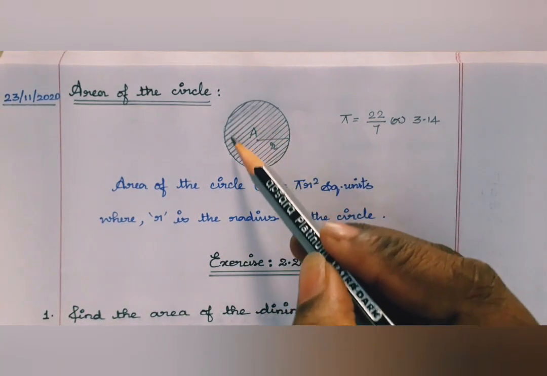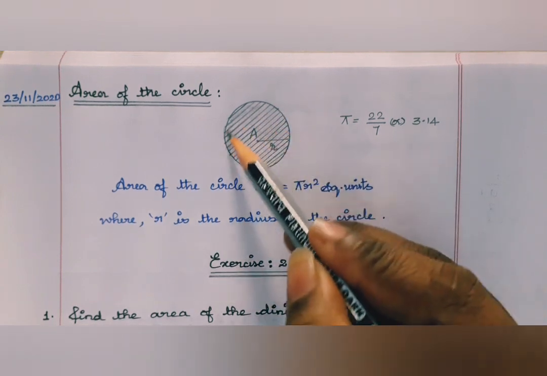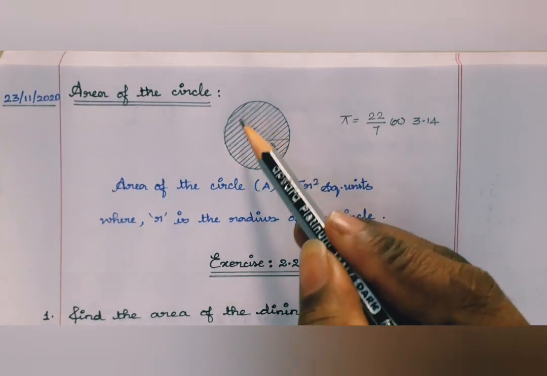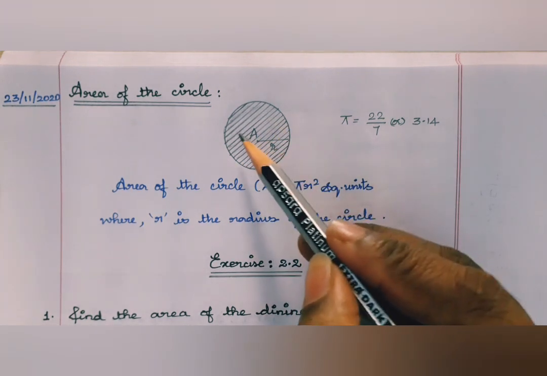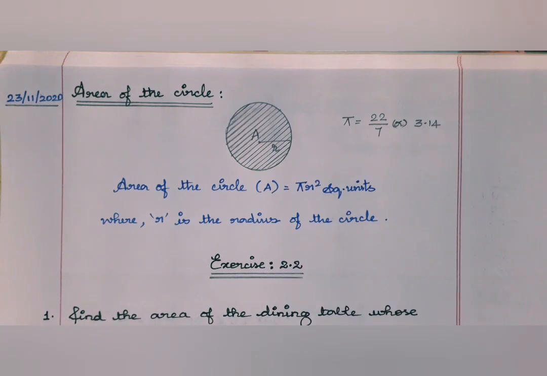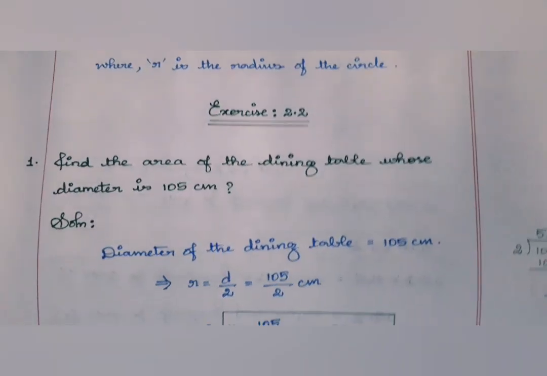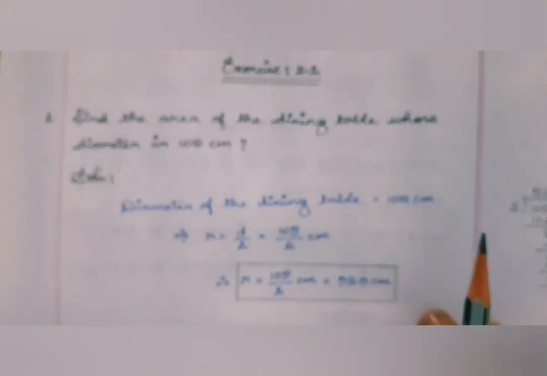Area is nothing but the interior space, that is the area which is present inside the boundary. Now we are going to measure the area which is inside the circle. That is said to be the area of the circle. Clear? Okay, next, exercise 2.2, first question.